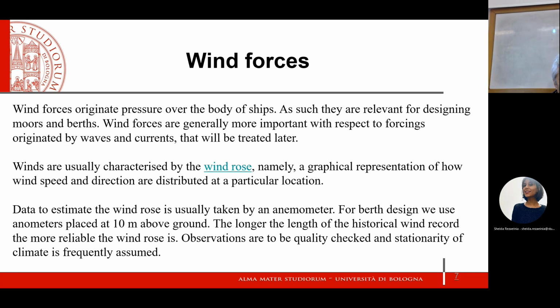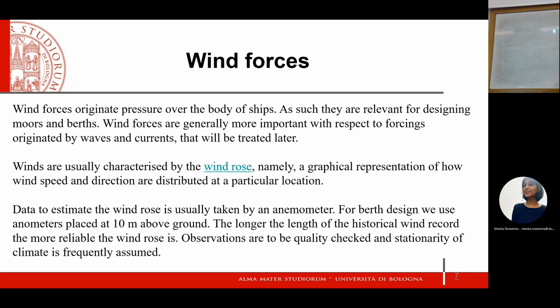So we have two data that are important. It's not only the velocity, but also the direction, the dominant direction. Why is the dominant direction important? You may think that it doesn't matter from which side the wind comes. Actually, this is not really true, because wind is also a problem when mooring for the berthing operations.